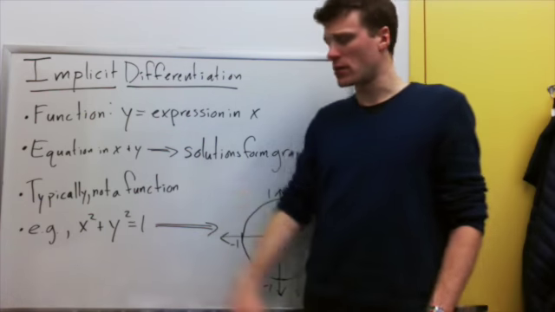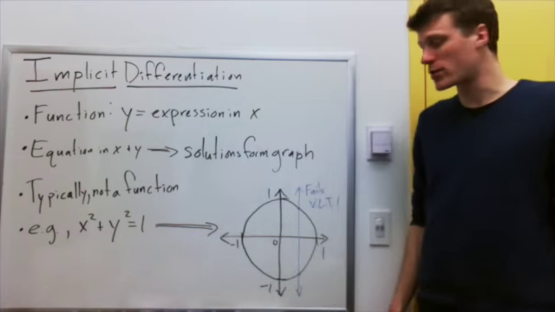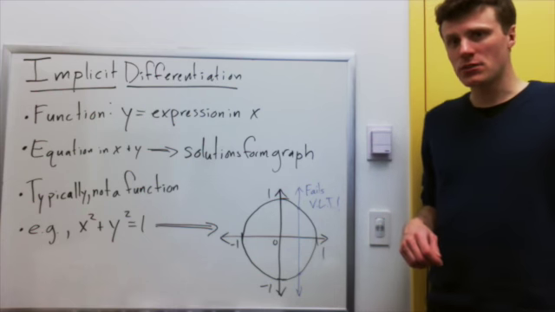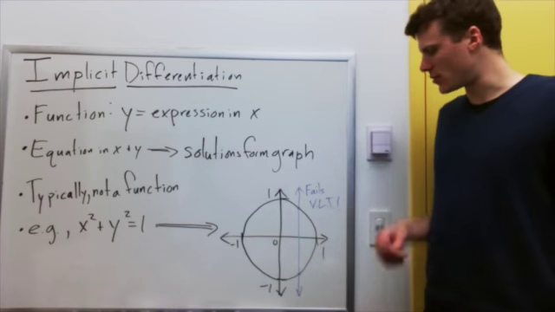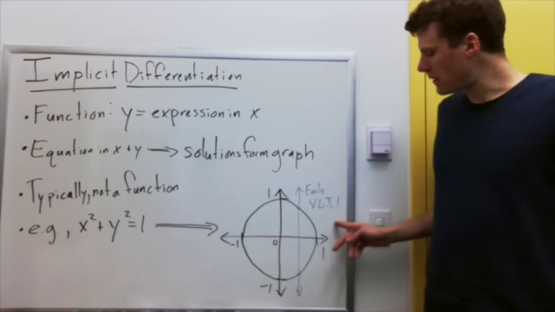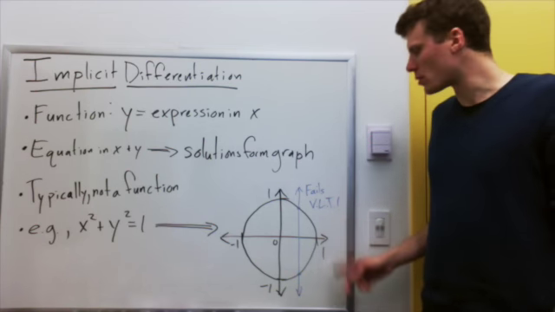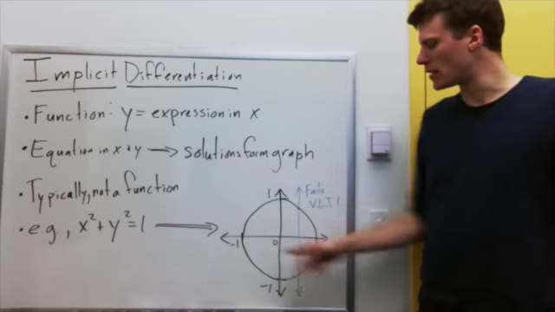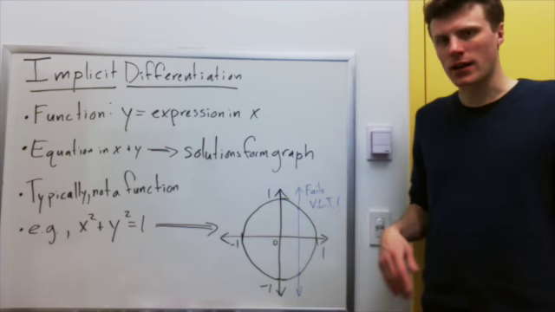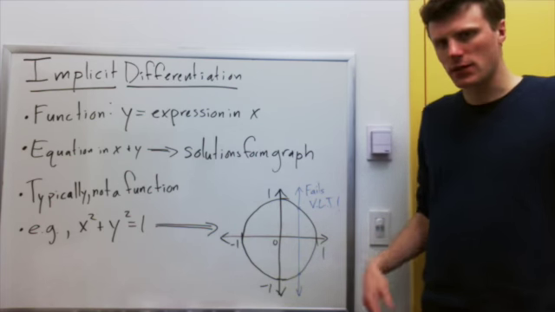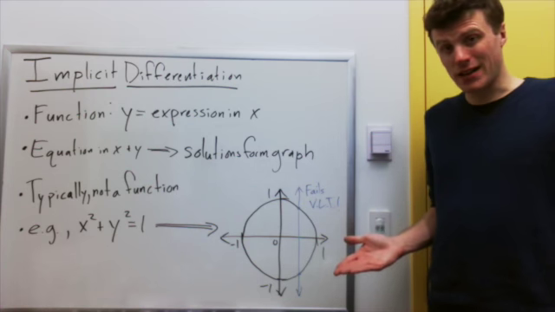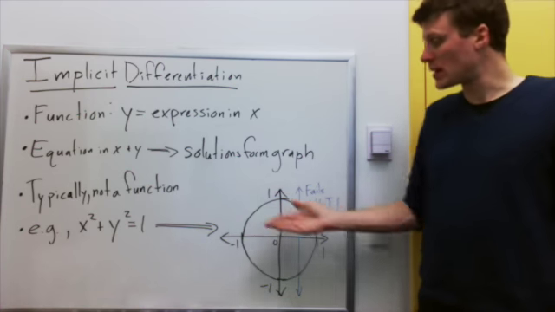For example, if I look at the equation x squared plus y squared is equal to 1, that gives me the unit circle centered at the origin, just like this. And it fails the vertical line test pretty poorly. For most vertical lines between -1 and 1, it hits the graph twice. Not a function. So can we still apply calculus to something like this?